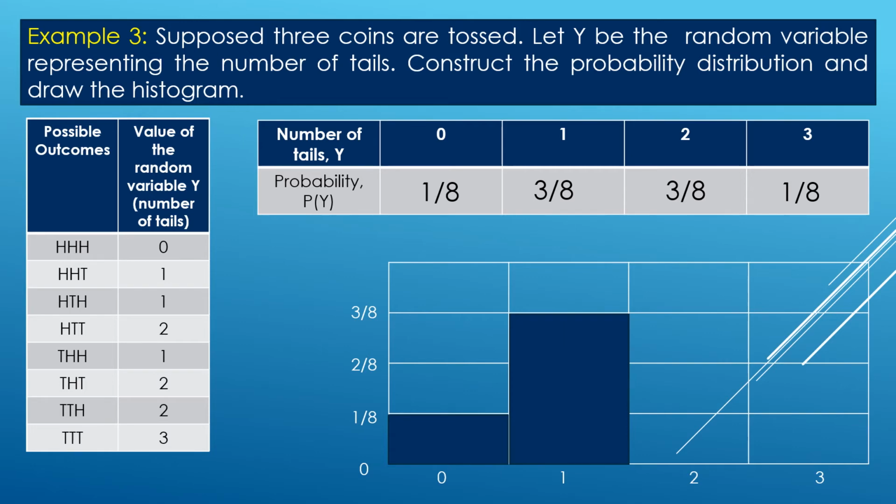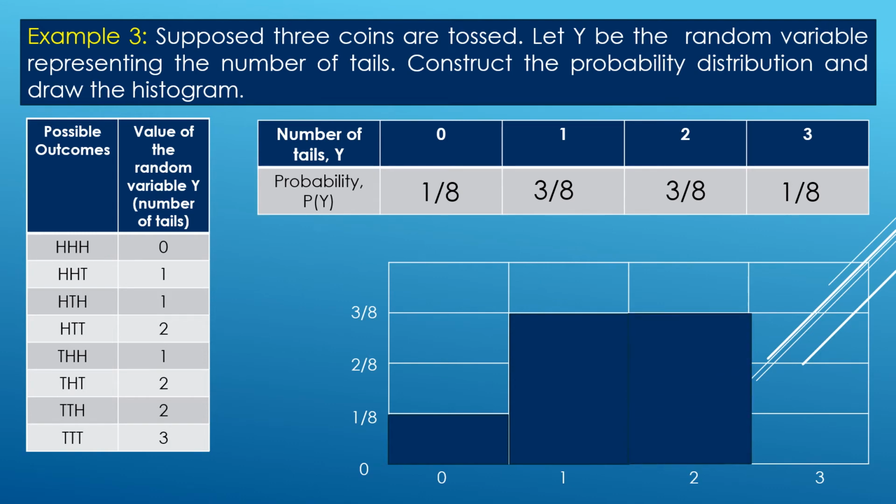And the probability of getting 2 tails, we have 3/8 also. Shade until 3/8. And the probability of getting 3 tails, we have 1/8. So, you have to shade until 1/8. So, this is now the histogram of this discrete probability distribution. Do you have any question? Okay, we go to the next.